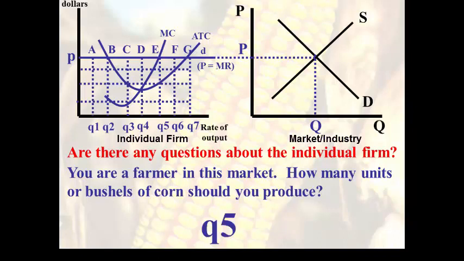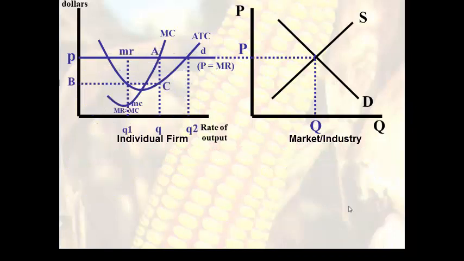The answer is Q5. The reason you're going to produce Q5 is that is where the marginal revenue is equal to the marginal cost. Wherever MR is equal to MC, that is where the firm maximizes its profits. So at point E, that is profit maximization. And so the quantity that will be produced wherever MR is equal to MC in this situation is Q5.